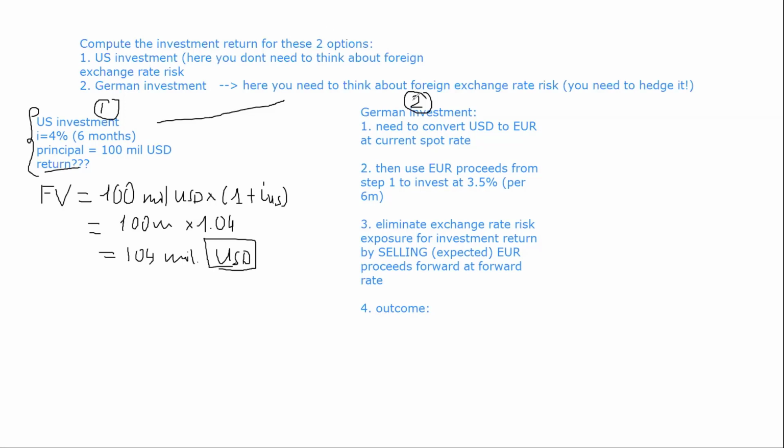With the second option, I've got an option to also invest overseas and then convert my investment return back into the domestic currency. In this case, I'm thinking about investing in Germany. If I want to invest overseas, the first step is I need to convert my USD into the euro at the current spot rate.